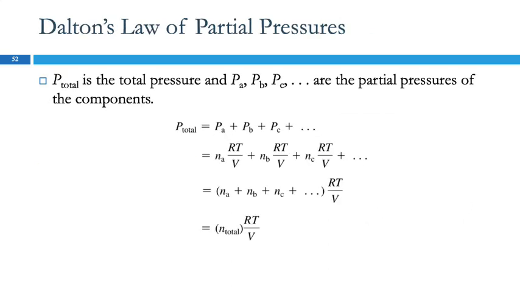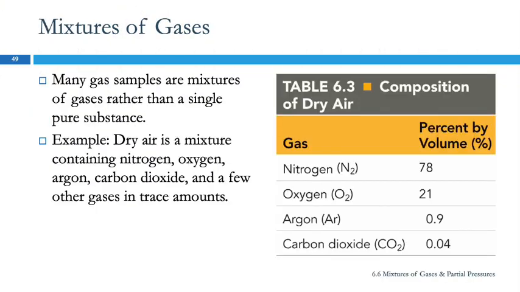So let's just go back to this slide real quick. Here we've got 78% by volume. That is going to give us the mole fraction. So that's a percent. The mole fraction for N2 is going to be equal to 0.78. The mole fraction for oxygen is equal to 0.21.